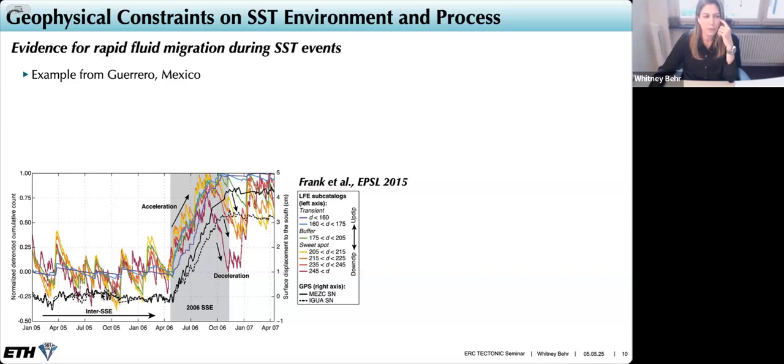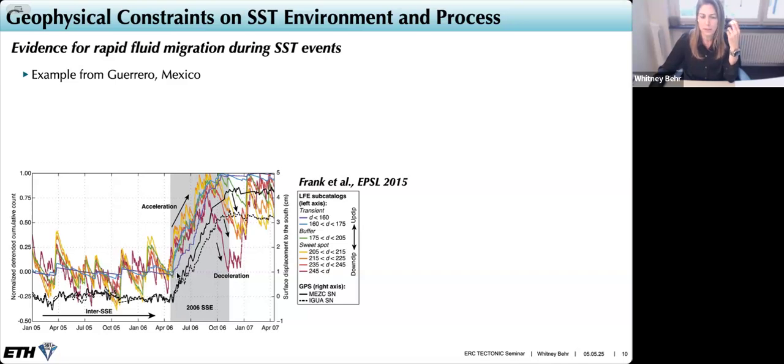on the x-axis, and then each of the colored curves represents low frequency earthquake counts for different down dip levels of the interface, with red being the deepest part of the interface and blue being the shallowest. And this time series is recorded across a slow slip event that occurred from April to November in 2006.